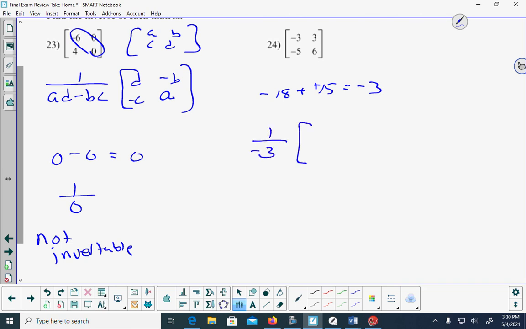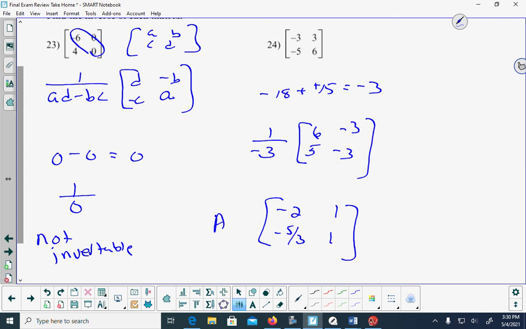Now the 6 and the 3 change places, that negative 3. Then this positive 3 now becomes negative. This negative 5 now becomes positive. Now I'm going to multiply by negative 1/3. I'm going to get negative 2, positive 1, negative 5/3, and positive 1. And that is my inverse. And if I called that A, that would be the inverse of A.